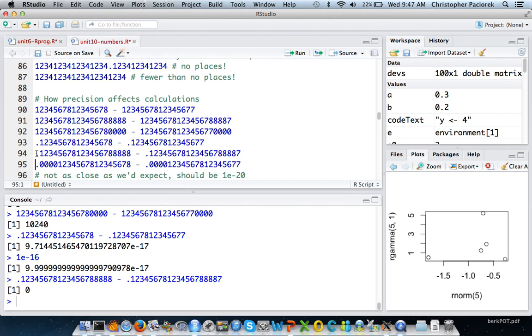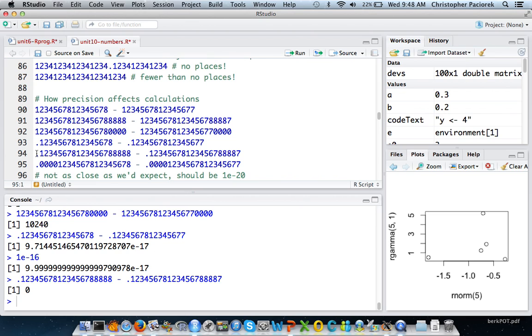Okay, I can continue to play games here. Here I get back a 0, even though the answer should be 1 times 10 to the minus 20, it looks like. Okay, so I've basically lost all of my digits of accuracy here. Well, I mean, maybe in some sense I haven't. I mean, the answer is 1 times 10 to the minus 20, so 0 is sort of accurate up to a certain place there.